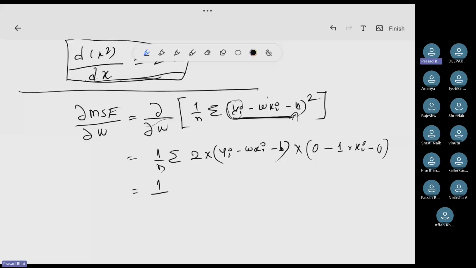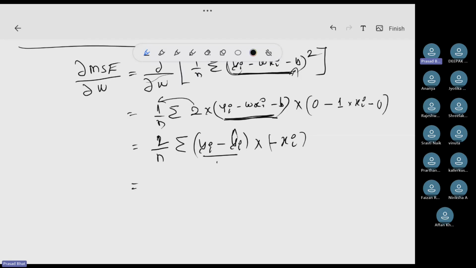So I can take this 2 out of the summation. So it is 2 divided by n sigma. What is this term essentially? It is the error, right? Or I will write it once again. It is nothing but yi minus yi cap into minus xi, right? So this is nothing but error here. We know this, right? Original minus predicted. So this minus sign also I will take outside. Minus 2 divided by n sigma error into xi. This is the change in MSE with respect to a change in w.